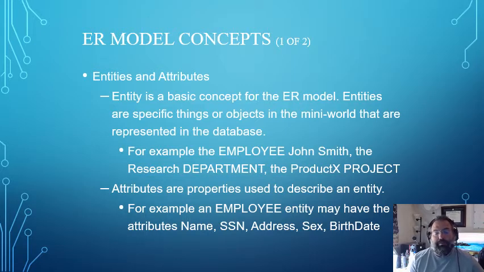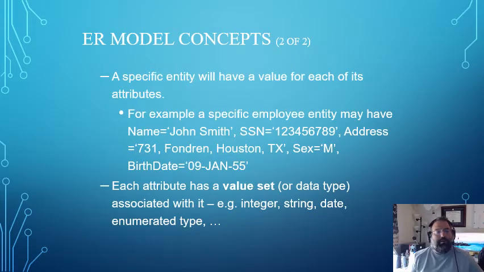Attributes are properties that are used to describe an entity. So they're characteristics of that entity, associated with a given set of entities. For example, an employee entity may have the attributes name, social security number, address, sex, and date of birth. A specific entity will have a value for each of its attributes. So you have values that are associated with an instance of an entity. For example, a specific employee entity may have name John Smith with a social security number of 123456789 and an address and so on.